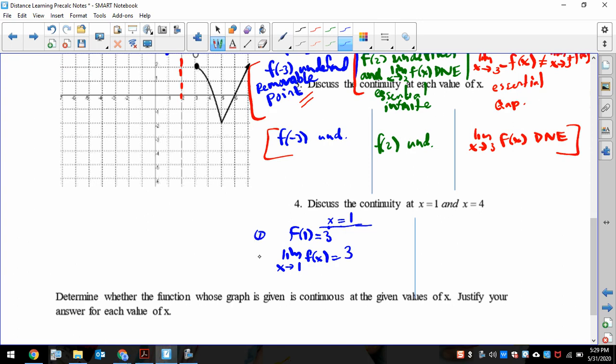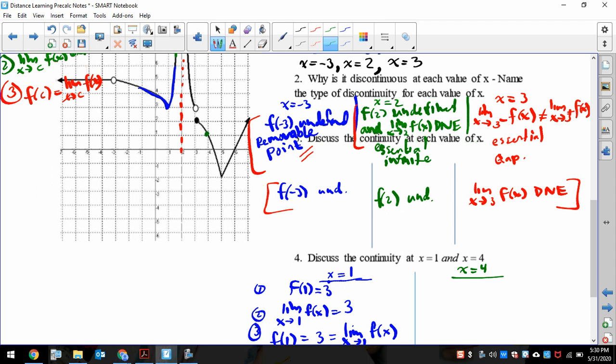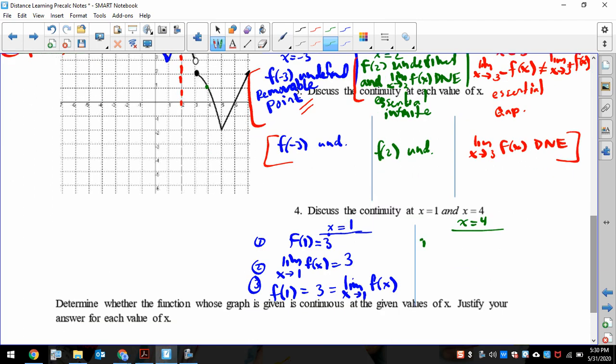So this is part 1, this is part 2, and this is part 3. And so we can finally say in part 3, f of 1 is equal to 3, which is also equal to the limit as x goes to 1 of f of x, which is 3. So this continuity statement here is really not necessary. I mean, you could say it, but you could just also observe. You could say, therefore, it's continuous for part 3. So let's do that for part 4, or x equal 4. So x equal 4 is right here. It looks like it's defined at 1. So for part 1, I'm going to say f of 4 is defined. It's equal to 1.